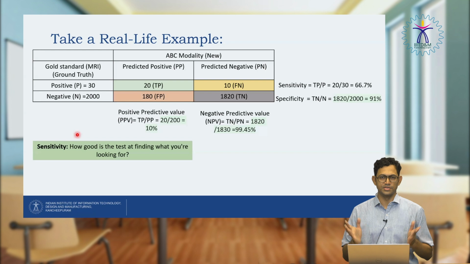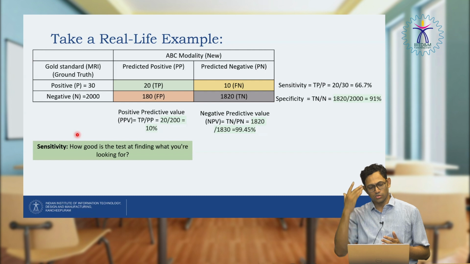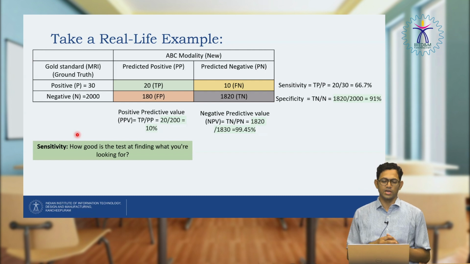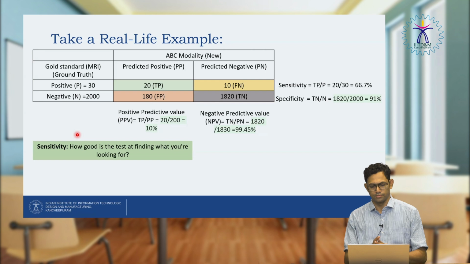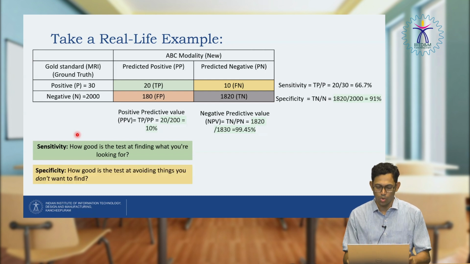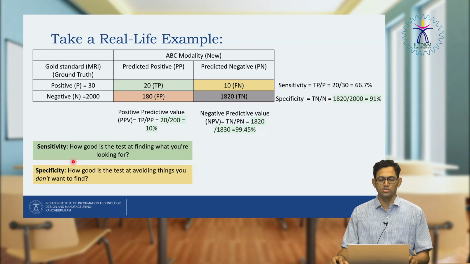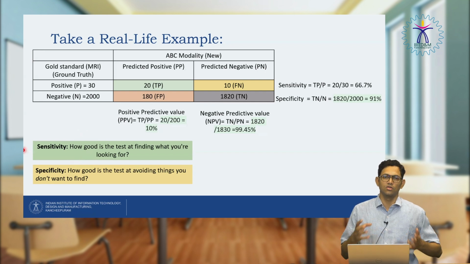What do you mean by sensitivity? What do you mean by specificity and PPV, NPV, and accuracy? So sensitivity is something like how good is the test at finding out what you are looking for. So if the sensitivity is high, it means your test is good at finding what you want. Specificity is kind of the opposite: how good is your test at avoiding things that you don't want.